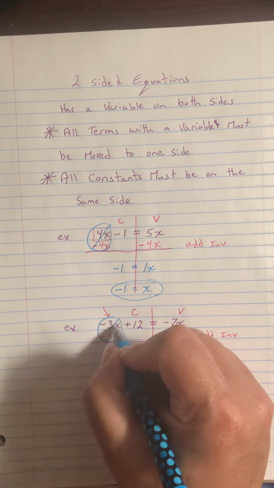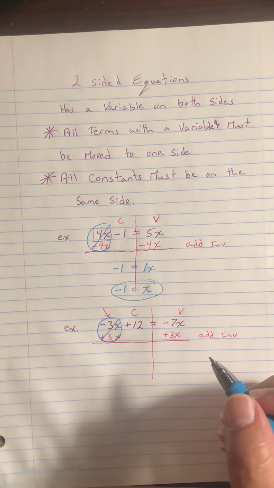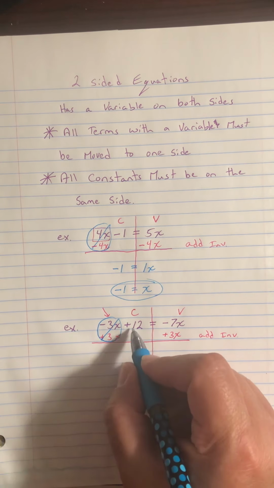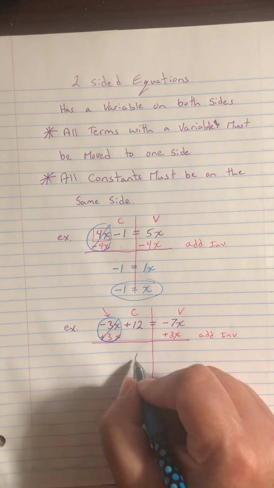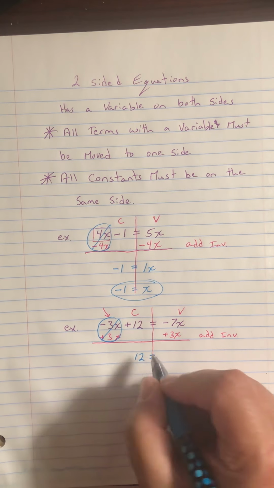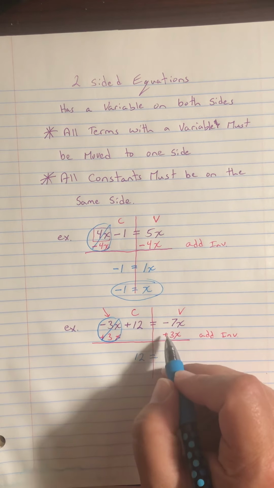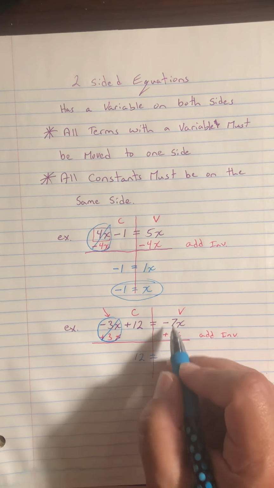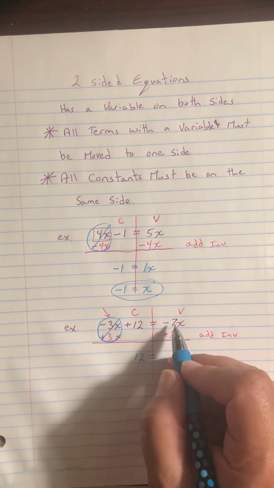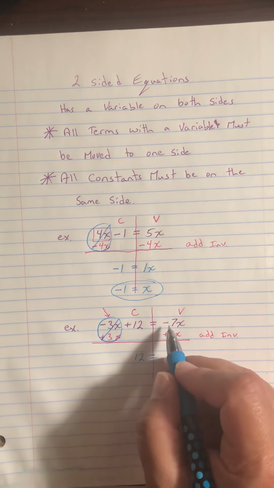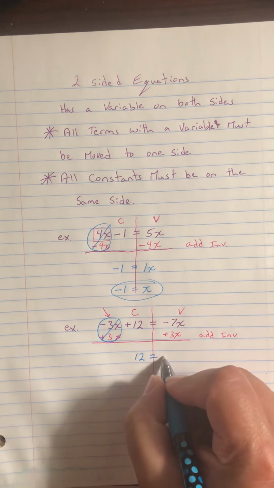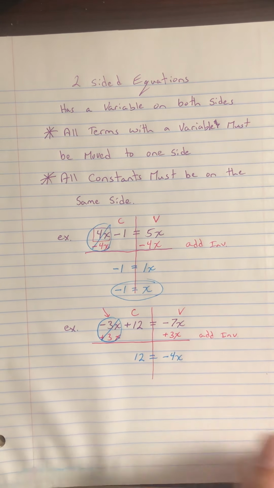These add together to make 0, so they cancel each other out. I'm left with a positive 12 on this side. Equal sign stays on the line. This is a negative 7. This is a positive 3. They are different signs. Since they're different, we're going to subtract. 7 take away 3 is 4. There's more negatives, so I get a negative 4x.